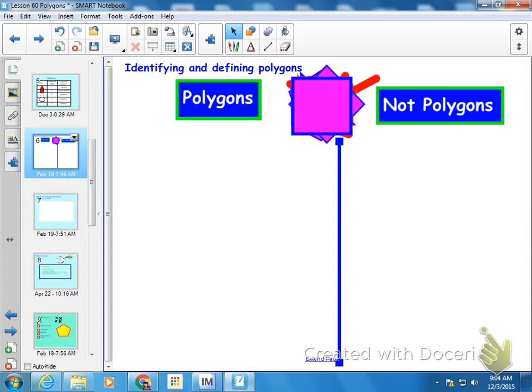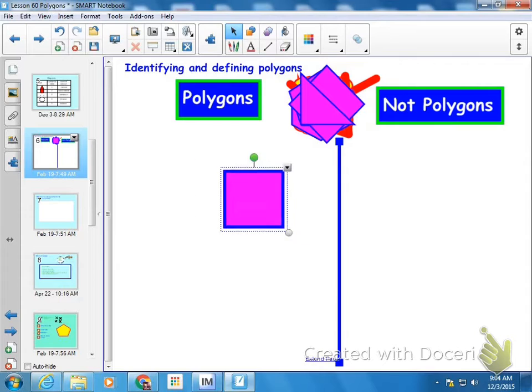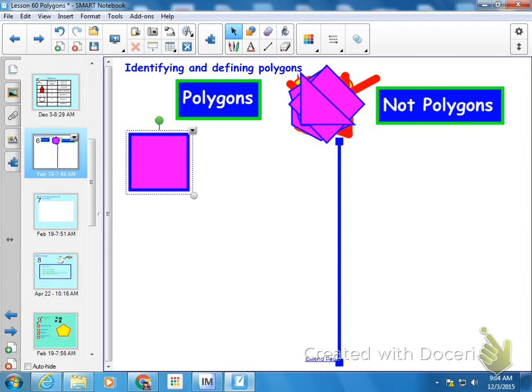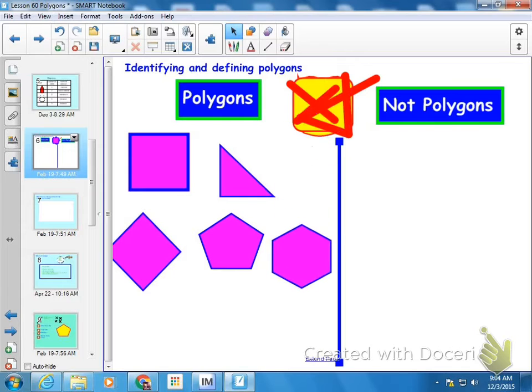Okay, so we're going to look at this shape right here. And this is a 4-sided shape. Is it a polygon? It is a polygon because all sides are closed in and there's 3 or more line segments and there's no line crossings. This is a polygon. This shape is a polygon. This shape is a polygon.